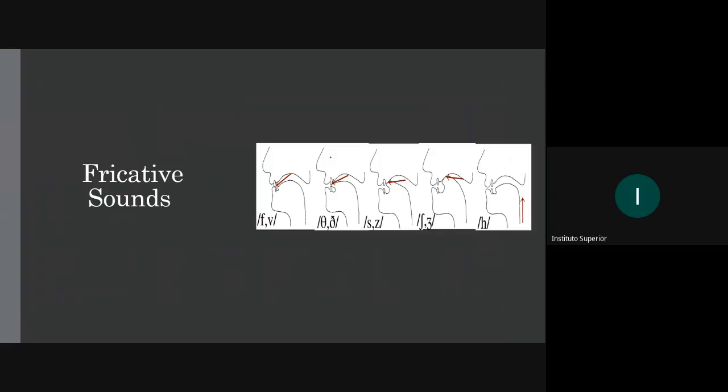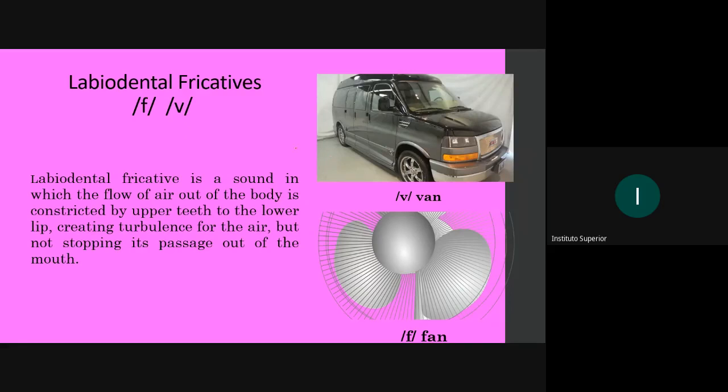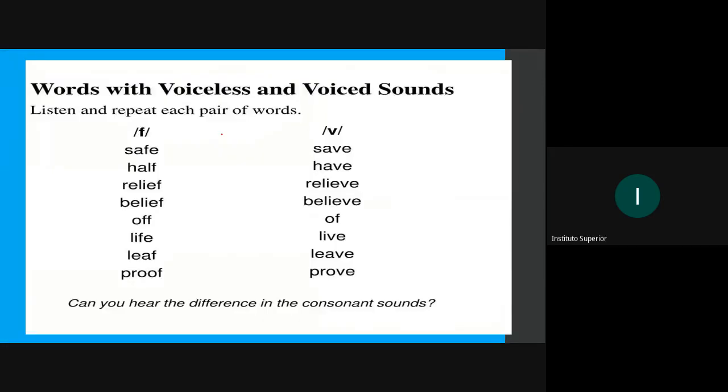Now we have the fricatives. Remember, in the fricatives, there are 9 sounds, okay? We're going to study this pair of sounds. First, we have the labiodental fricative. Here we have these 2 sounds. As you know, try to produce the first. And the last one is. Remember, the first one doesn't vibrate and the second one vibrates, okay? The first doesn't produce vibration and the second one produces vibration. Here we have examples.